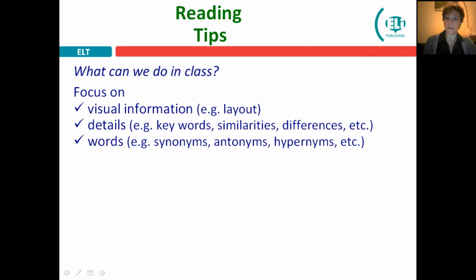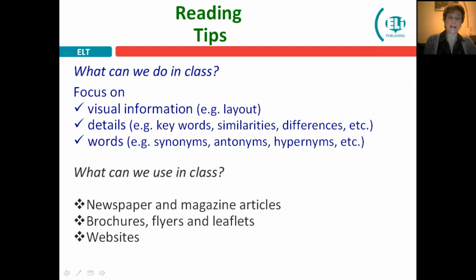So what can we do in class? We once again focus on visual information, for example, the layout, and then start paying attention to details such as keywords, similarities between the offer and the description of the person, differences between the description of the person and the offer, and then pay attention to words. What's important here are words with a similar meaning, words with the opposite meaning, or words with a more general meaning. And what can we use in class? Again, authentic material: newspaper and magazine articles, brochures, flyers and leaflets, and websites.